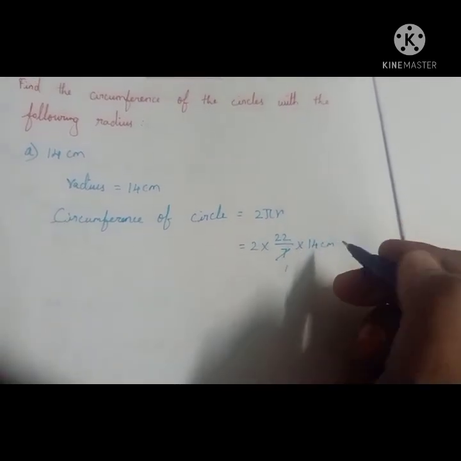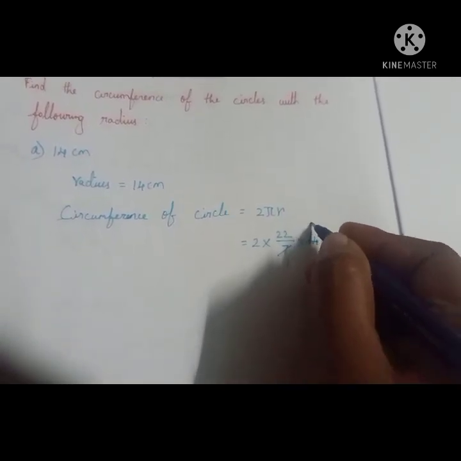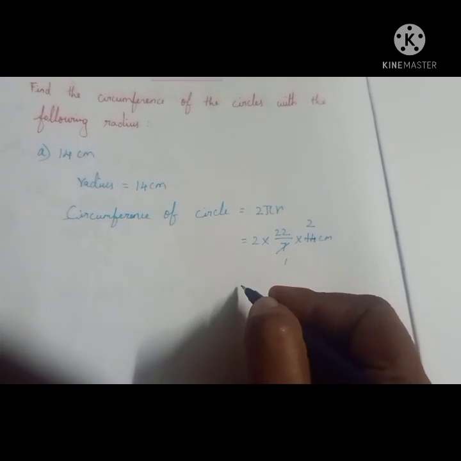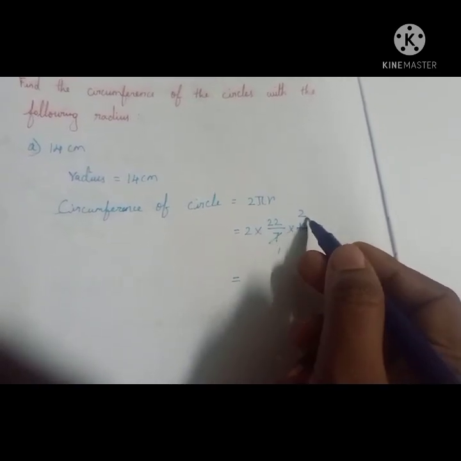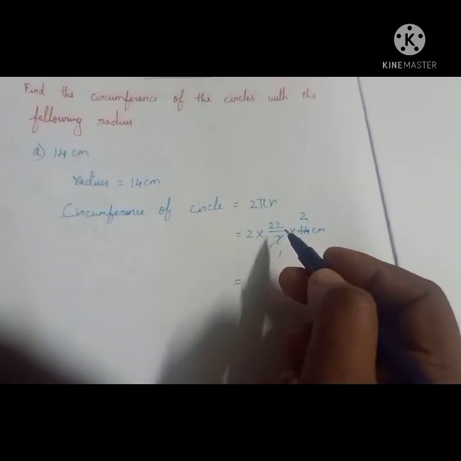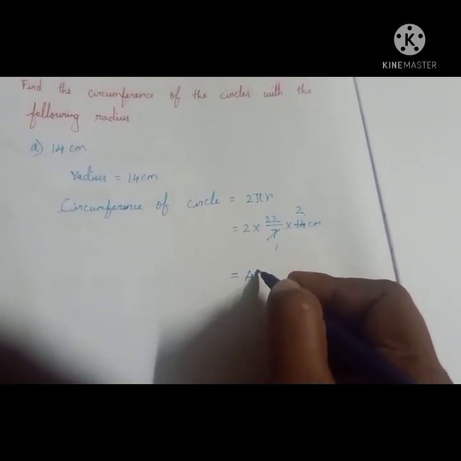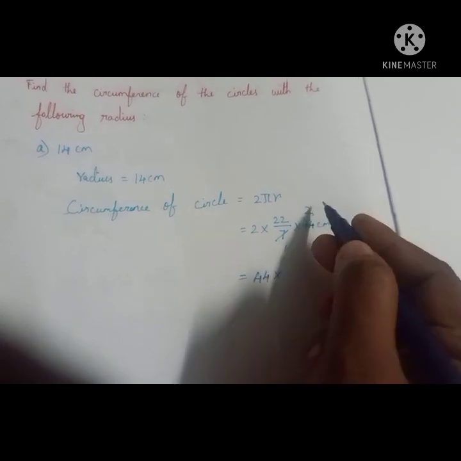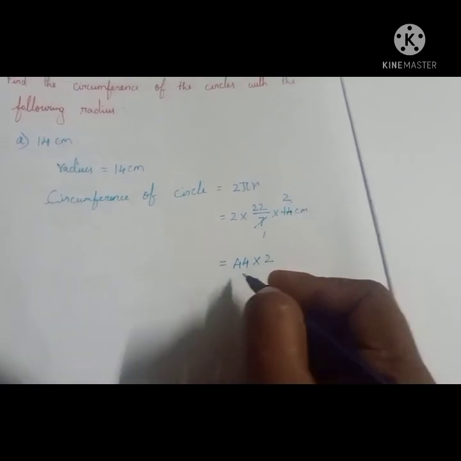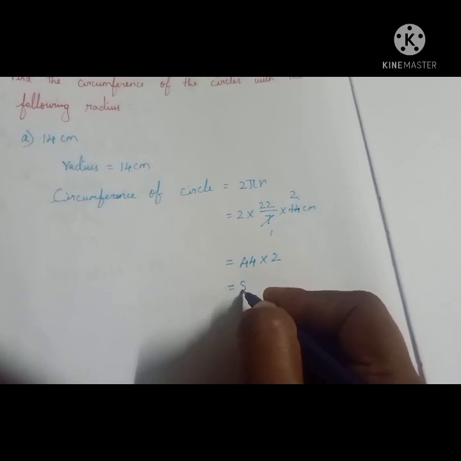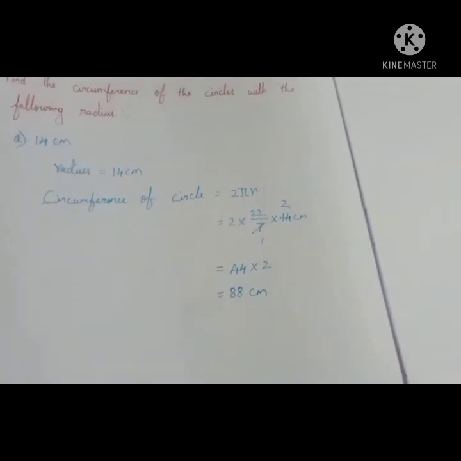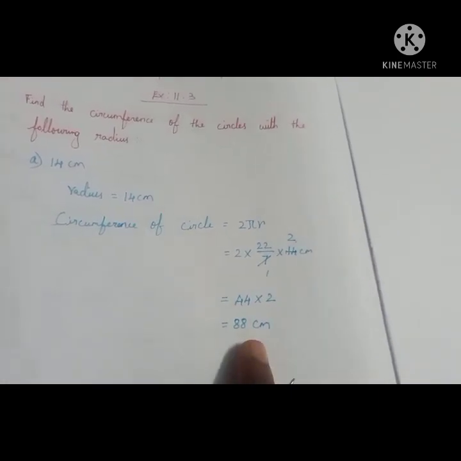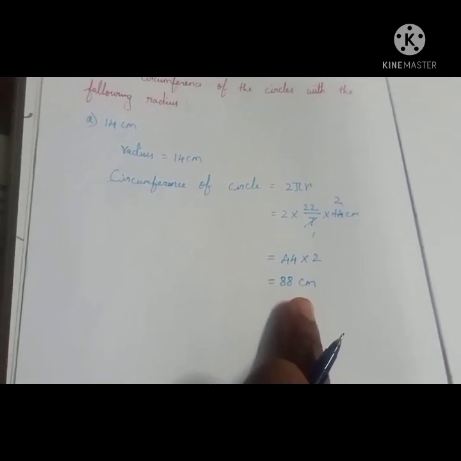So 7 ones are 7, 7 twos are 14. So denominator and numerator we can cancel. So 2 into 22, 44 into, one more 2 is there, is equal to 88 centimeter. So what is the circumference of the circle? 88 centimeter.